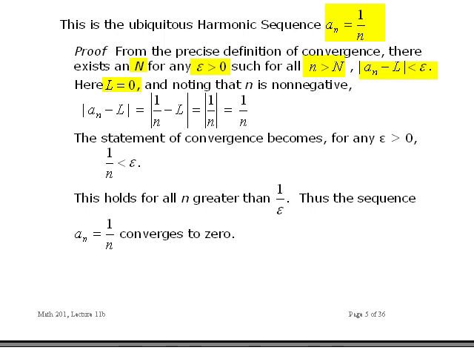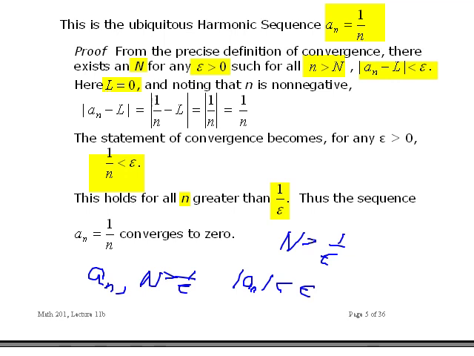Now the statement of convergence says that for any epsilon greater than 0, 1 over n is less than epsilon for all n greater than capital N. Obviously, this holds for all n greater than 1 over epsilon. So for every epsilon, if we set N to be any number greater than 1 over epsilon, remember epsilon's greater than 0, so we can do this, then the statement holds. So for all n greater than 1 over epsilon, the absolute value of a_n is less than epsilon. This was just the precise definition of a limit applied to the terms of the sequence.